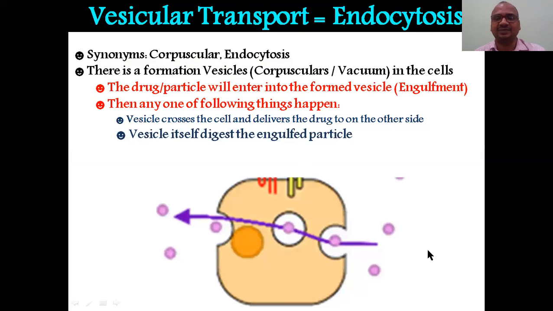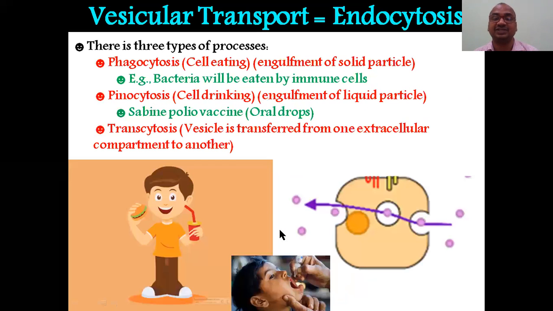Vesicular transport. This has appeared many times in examinations because there is a formation of a vesicle. The first diagram I have shown now. This is called a vesicle, a corpuscle. The drug particle will enter into here. So this vesicle will be transported to another side. The drug particle enters the formed vesicle. Then one of two things happens: either it is transported to another side, or the vesicle itself eats the engulfed particle. That's why it is called engulfment.